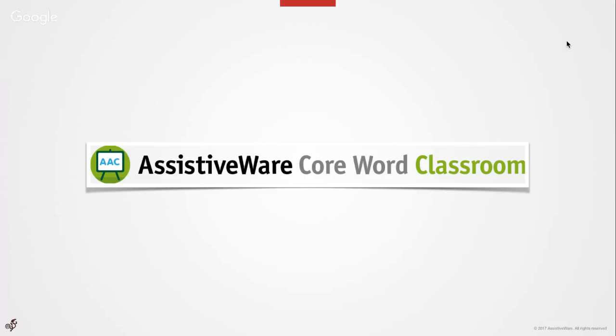So with that said, some time ago we developed this system. It's the Core Word Classroom. It's basically a set of materials to help you with a more systematic implementation of AAC. Which, by the way, is free. You can go to our website and download it. It's marvelous and magnificent, and you should try it.